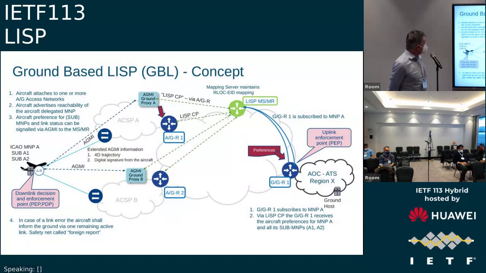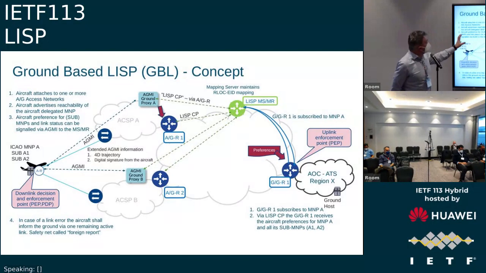In addition, as extended ACME information, there is some need for sending 4D trajectories to the ground, meaning the current position of the aircraft with a timestamp. That's needed by some users for a policy decision on the uplink traffic. And some users need also a digital signature from the aircraft so that they can verify the identity and the integrity of the information that is forwarded.